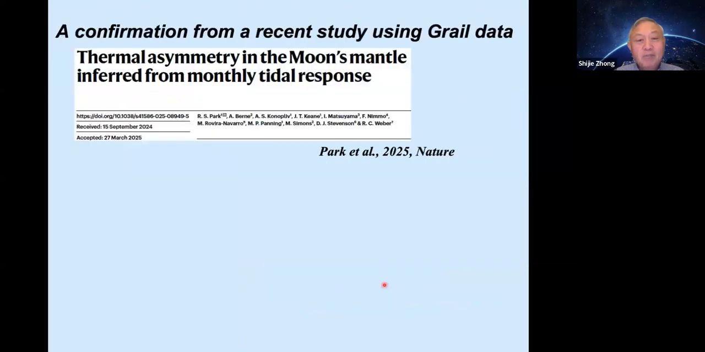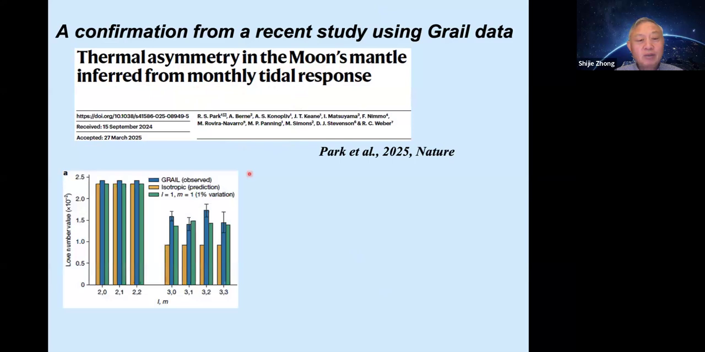But it's interesting. Last week in Nature magazine, there was a paper that really provides a confirmation of this idea, using GRAIL data. The title of their paper is Thermal asymmetry in the moon's mantle inferred from monthly tidal response. What you see here, especially this green bar at different harmonics, is how a degree 1, order 1 structure, with 1% variation, produces anomalies for 3-1 and 3-3.